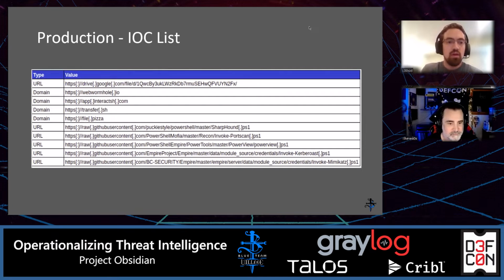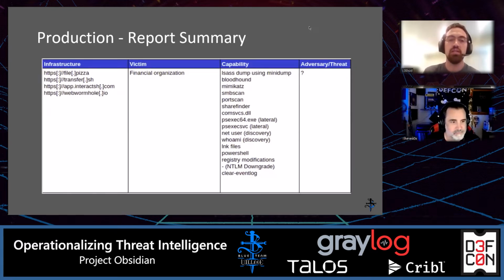In production, you could also have a report summary that uses the Diamond Model of Intrusion. This visually and quickly shows the infrastructure that's been found, the kinds of victims, or a specific victim, in this case, a financial organization. So this would be important. And all the capabilities that were found. And maybe also an adversary or threat that might have been identified. This is a good way to visualize a summary of the information, but a spreadsheet like this might not scale very well.